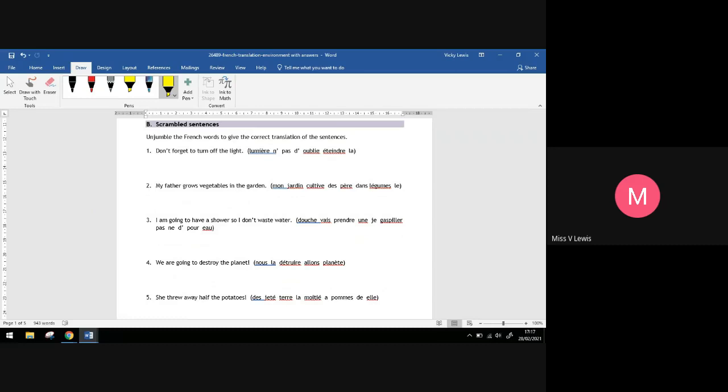And think about the word order. When we've got a negative structure, for example, where do words go? What do we have? We have a main verb.